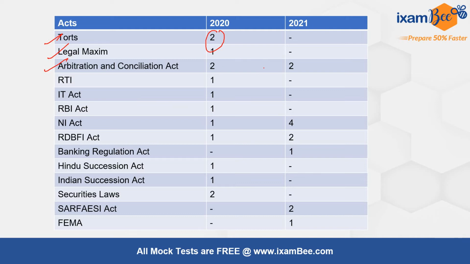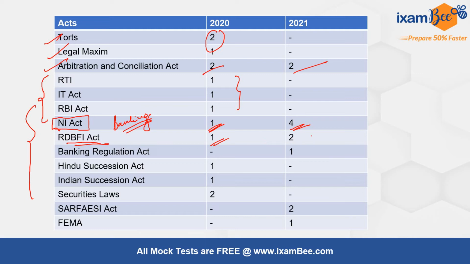Arbitration and Conciliation Act was present in both the years. RTI Act, IT Act, RBI Act, these were present only in the 2020 exam. NI Act is important since we are giving banking exams, banking law officer exams. So the banking laws become important. NI Act questions were there, 1 in 2020 and 4 in 2021. RDBFI Act, which is related to debt recovery tribunals, had 1 question in 2020 and 2 in 2021. From Banking Regulation Act, there was 1 question in 2021.